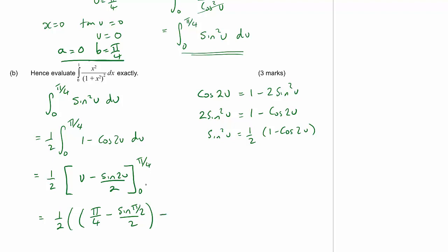And the 0 will give us 0 in both of those places. So that is going to be a half. Sine pi by 2 is 1, half of pi by 4, take away a half, which is going to be pi by 8, take away a quarter.